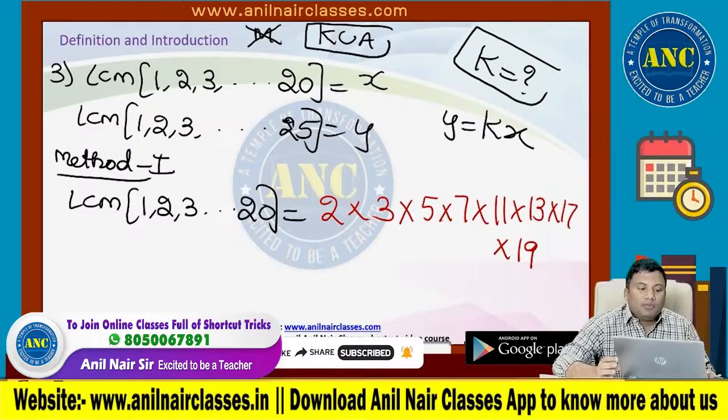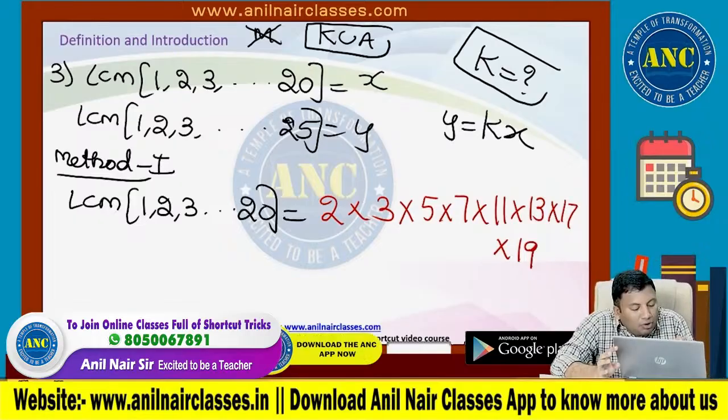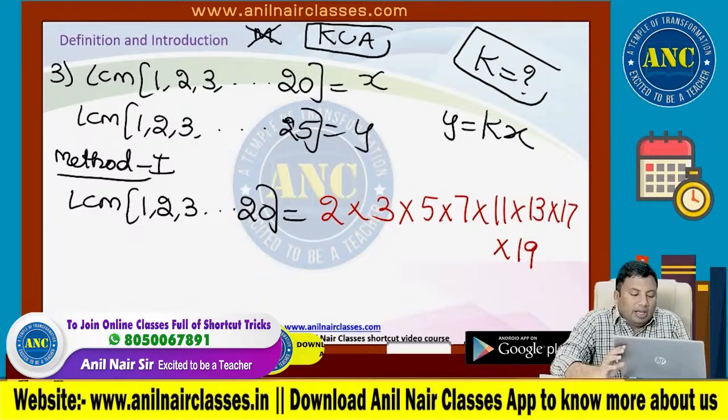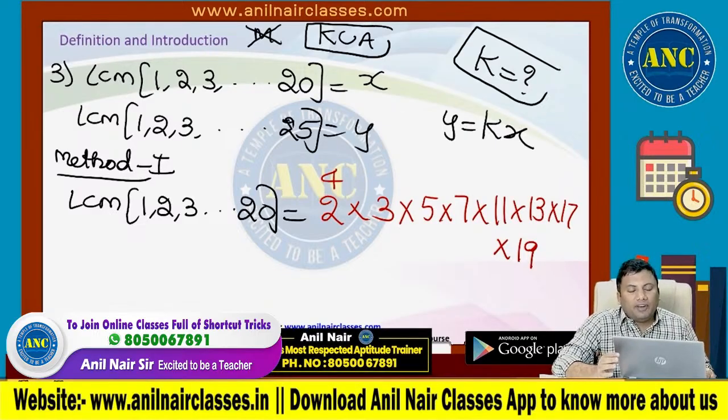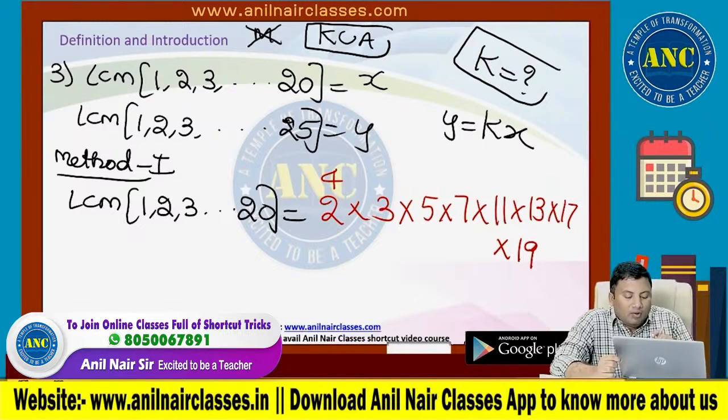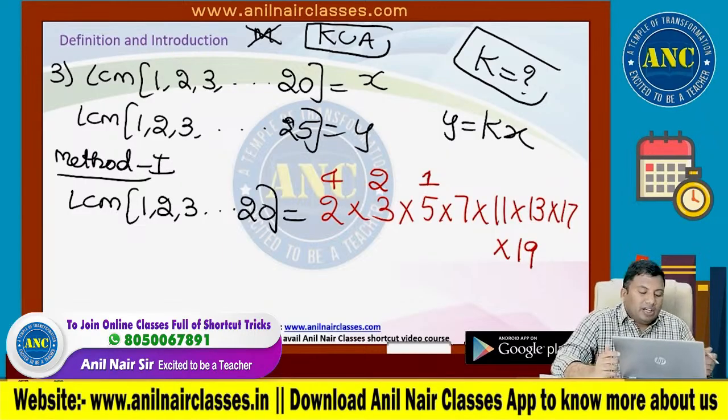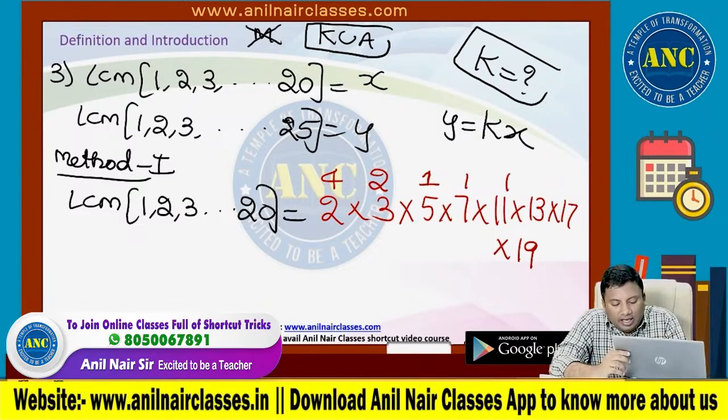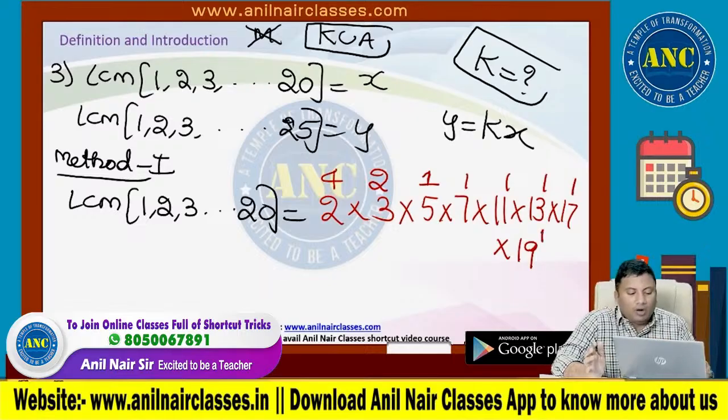Are you with me? What is the power of 2 that goes up to 20? 2 power 4 is 16. 2 power 5 is 32. What is the power of 3 that can go up to 20? 3 square is 9. 3 cube is 27. What is the power of 5 that goes up to 20? 5 square is 25. 5 power 1 is 5. What is the power of 7 till 20? 7 square is 49. Remaining all will be 1.